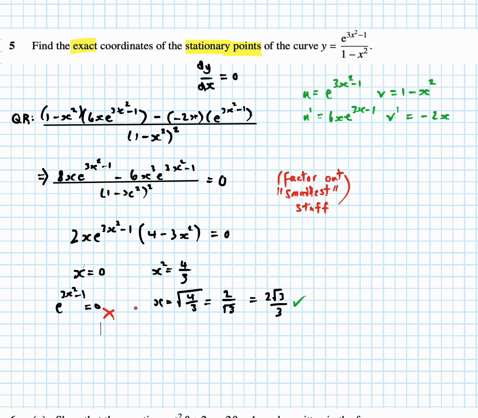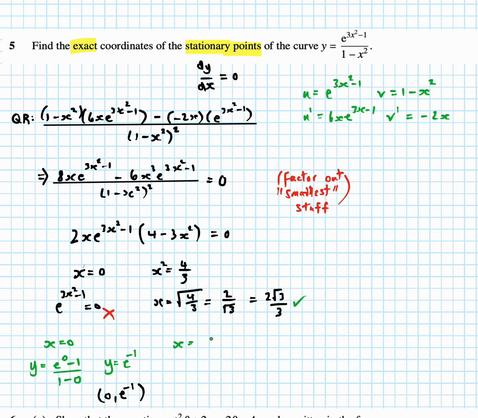And so if x is equal to 0, let's just solve this. x is equal to 0, so plug it into the original equation that we had. So y was equal to e to the 3x squared minus 1 all over 1 minus x squared. So just make x equal to 0, and you'll get your value of e to the minus 1 there. So those coordinates were 0 and e to the minus 1, sorry.